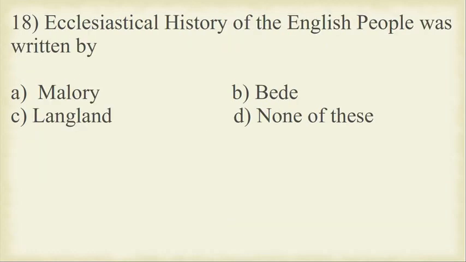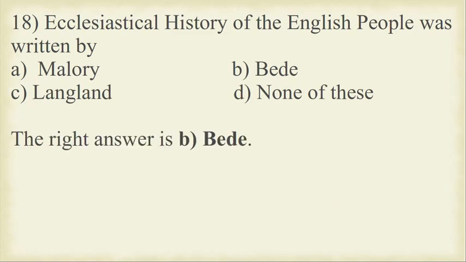Question number 18. Ecclesiastical History of the English People was written by option A, Malory. Option B, Bede. Option C, Langland. Option D, none of these. The right answer is B, Bede.